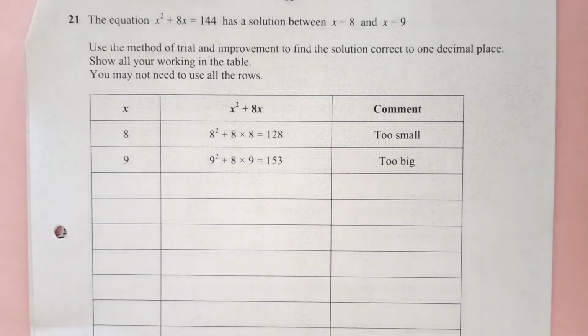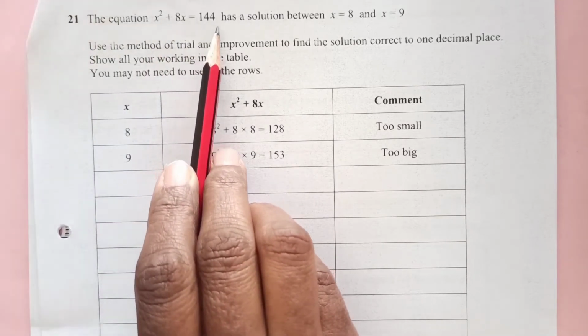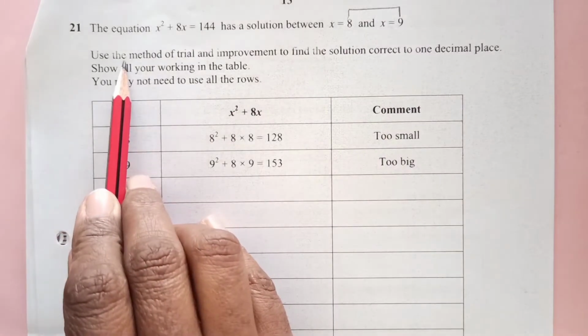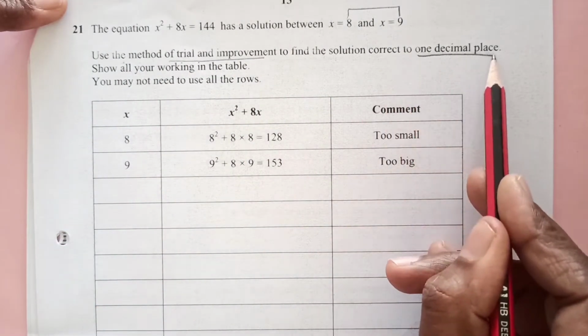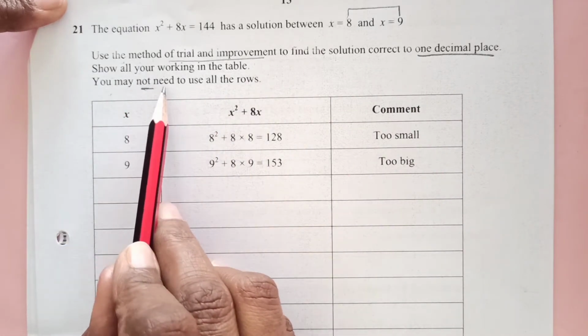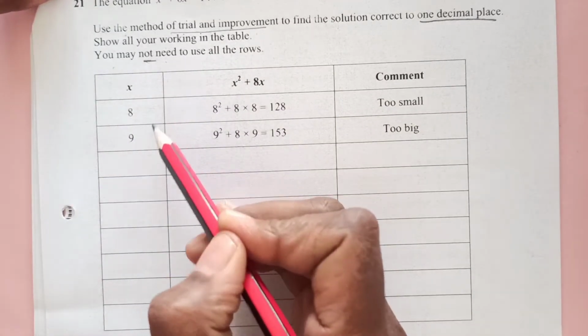Here is another question. The equation x squared plus 8x equals 144 has a solution between 8 and 9. Use the method of trial and improvement to find the solution correct to one decimal place. Show all your working in the table. You may not need to use all the rows, right? So the values 8 and 9 are given.